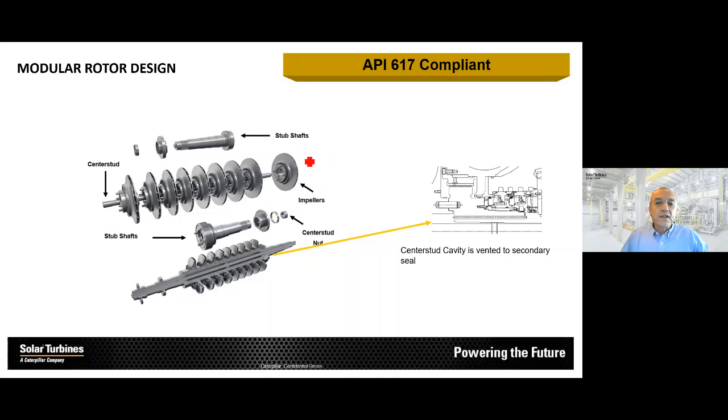Solar uses a modular rotor design as opposed to a solid shaft design that's used in many other machines. It is a design where we stack the impellers and then we hold the assembly together, after introducing stub shafts on the suction and discharge side, by a tie bolt. And that allows us a very easy assembly and disassembly of these rotors without having to break heavy shrink fits. The design is API 617 compliant.